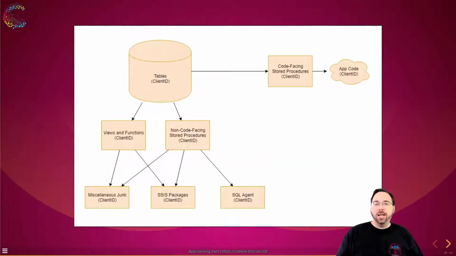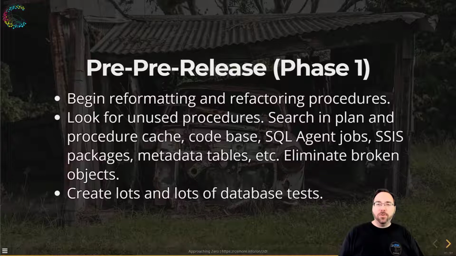So here's the process. We start off in this world where orange means client ID. Everything's client ID focused. So our first step, pre-release. Reformat, refactor procedures. Look for unused procedures.